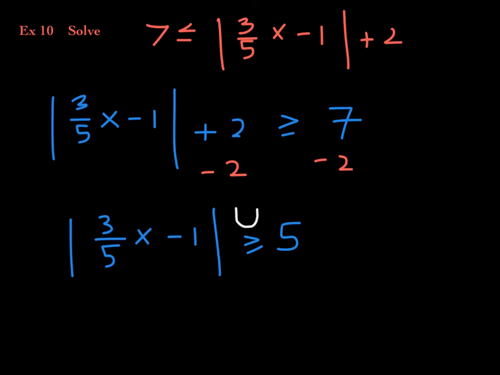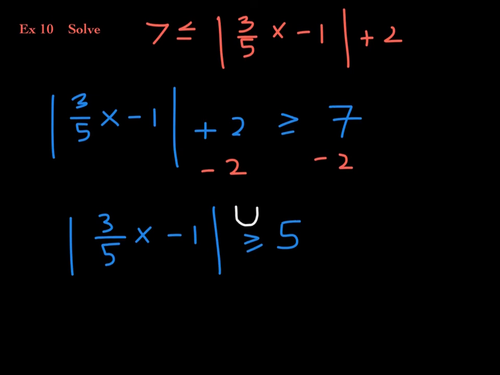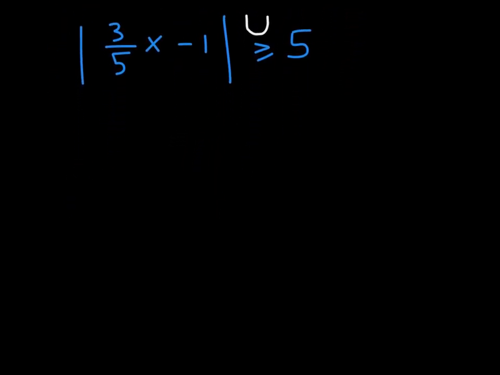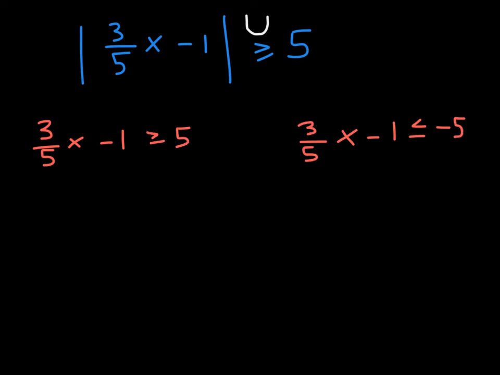All right, so we're going to turn this into a compound inequality. The first inequality will look exactly the same as this one right here: greater than or equal to 5. Now the next one will be 3/5 x minus 1 is less than or equal to negative 5. Remember, those two things change, the symbol and the sign. Now, don't forget, we're finding the union of these two sets. All right, here we go.